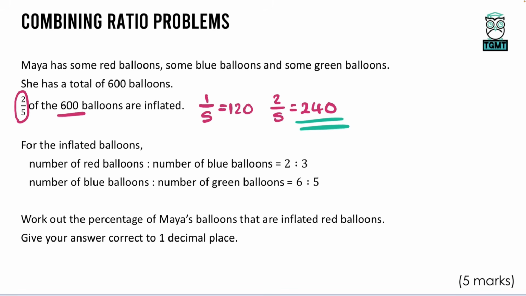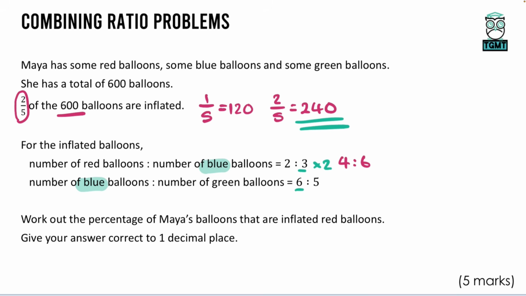For the inflated balloons, red to blue is 2 to 3, and blue to green is 6 to 5. Now what should stand out straight away when there's two ratios is that blue is in both. But blue has a different number in both. In this one it's 3 and in this one it's 6. So what we need to do is find the lowest common multiple of those. And in this case we only need to change the top ratio, because if we times the top ratio by 2, that will become 4 to 6. And now we have the same number representing blue.